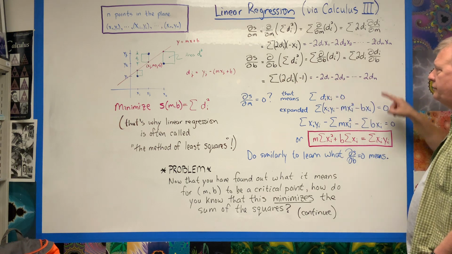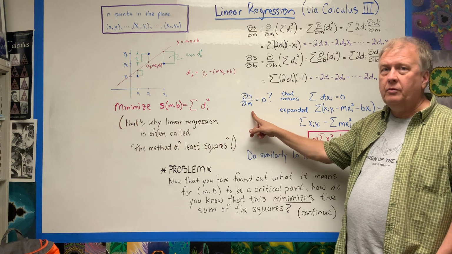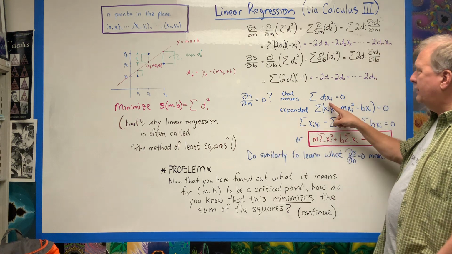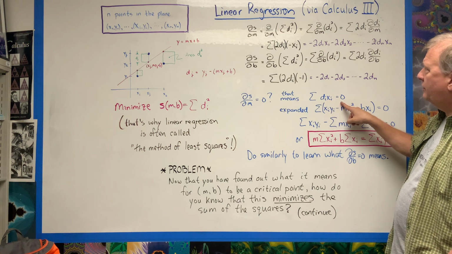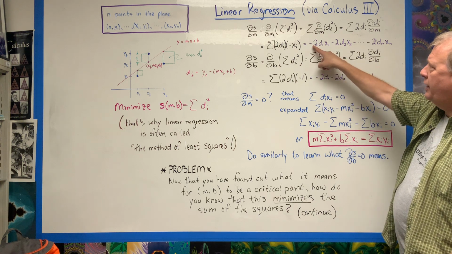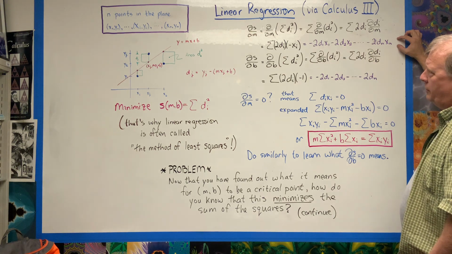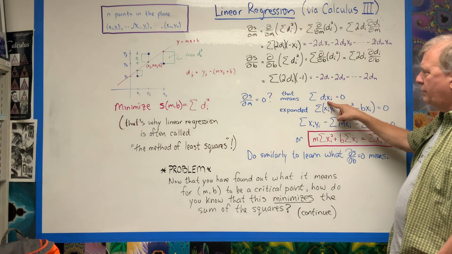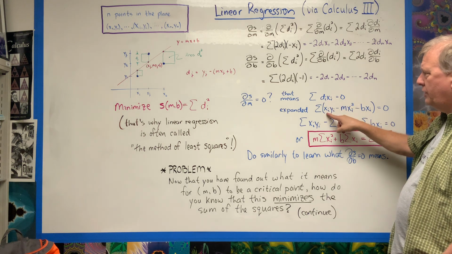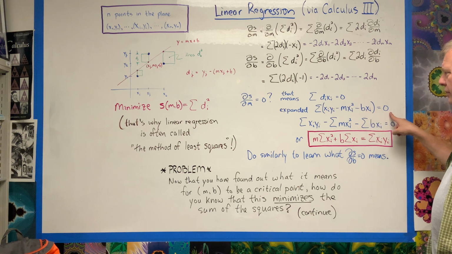So what does it mean for partial S, partial m to be 0? It means that this sum of di xi is 0. You can imagine dividing by the minus 2. To say this is equal to 0 is the same thing as dividing by minus 2 and calling that equal to 0. If you expand that out, write in what di means, you have this expression, equal to 0.